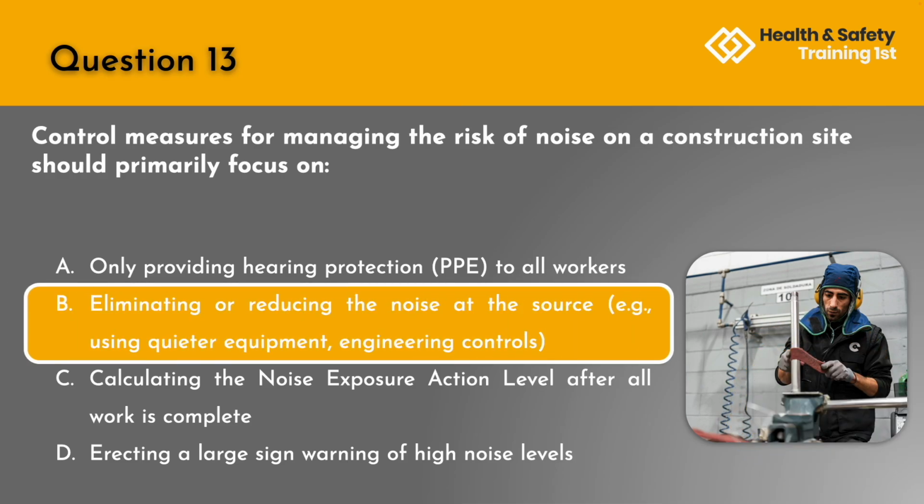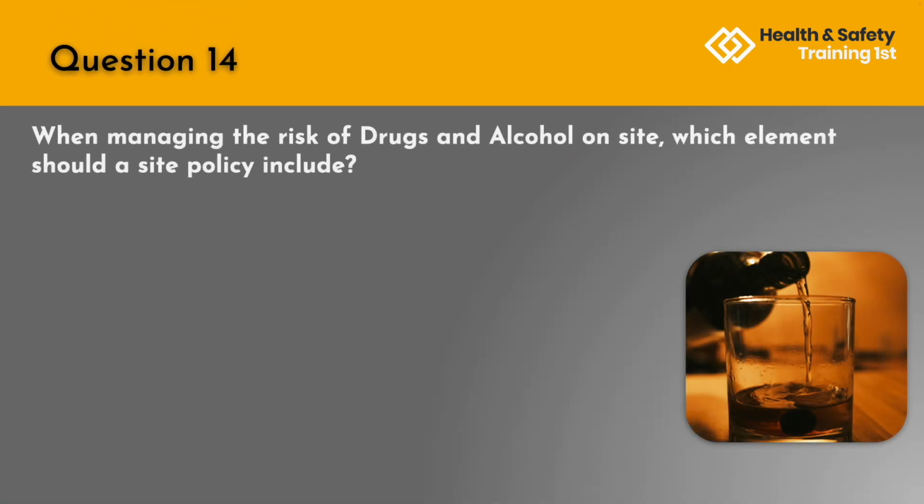The correct answer is B. Eliminating or reducing the noise at the source. Question 14. When managing the risk of drugs and alcohol on site, which element should a site policy include?